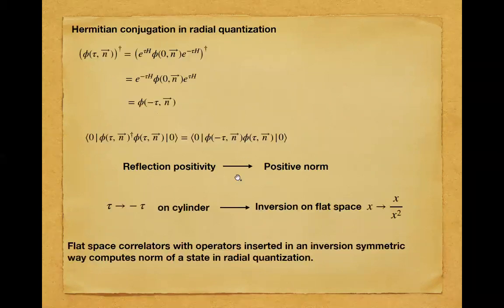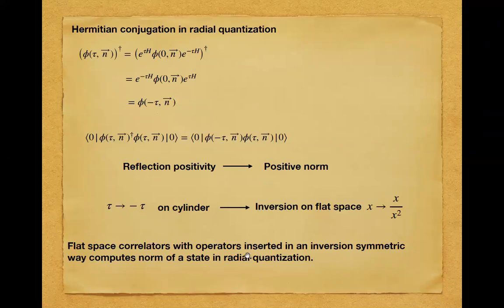Okay. So now you can also see what it means on the flat space. So tau gets mapped to minus tau on the cylinder. That operation is basically taking an inversion on the flat space. So on your flat space, what is happening is that your x is going to x by x square. So this is basically x mu goes to x mu by x square. Okay. So this is the inversion that is happening when your tau gets mapped to minus tau.